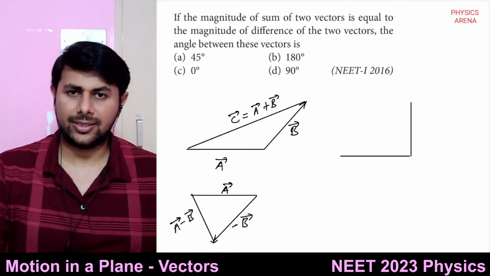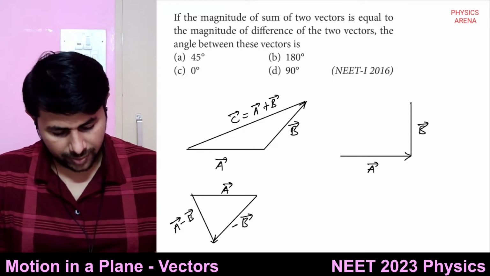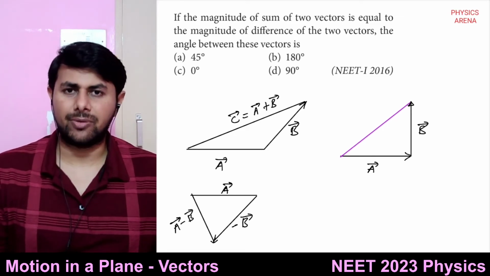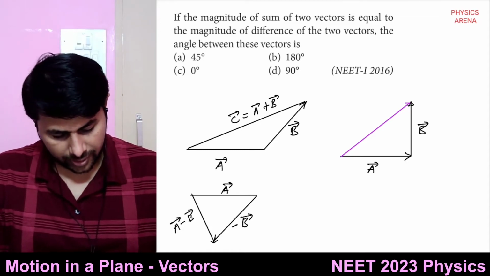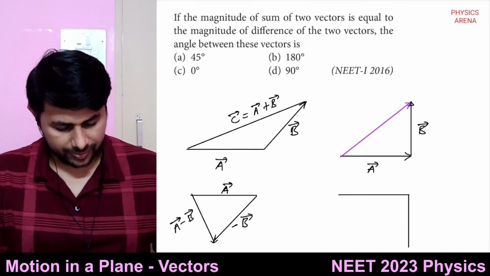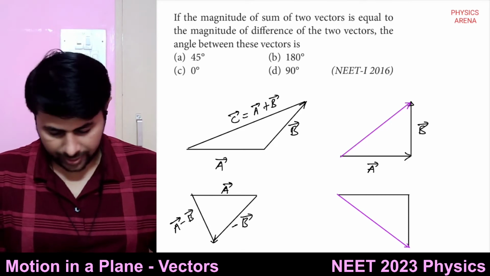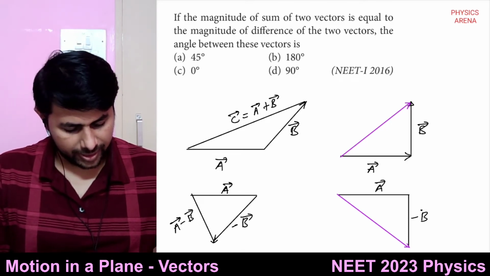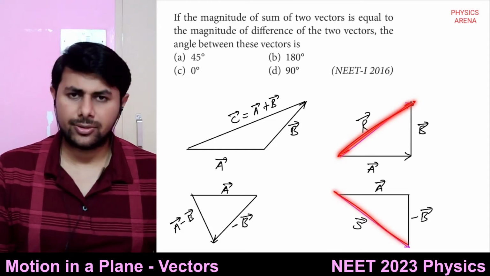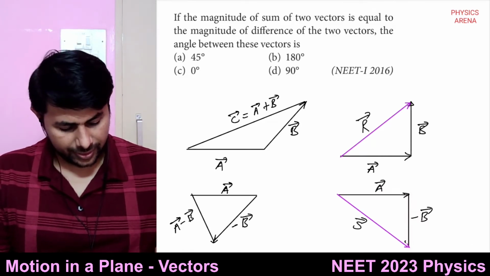Because minus B bar has the same magnitude as that of B bar. So this is A bar, this is B bar, then the resultant will be given by this side, and its length is given by Pythagoras theorem. Similarly, this is A bar, this is minus B bar, and this is the resultant. Suppose this is R bar and this is S bar. So the length of R bar will be equal to the length of S bar, where S bar is equal to A bar minus B bar. Okay, so is it clear?